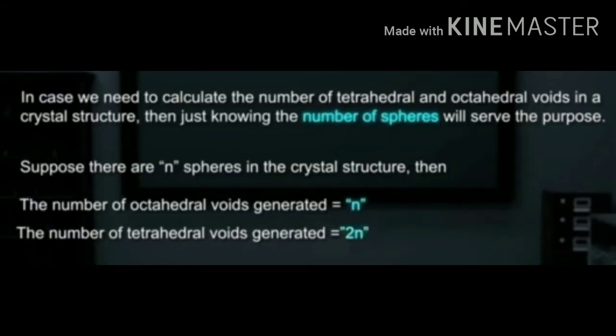The number of these 2 types of voids depends upon the number of close packed spheres. Let the number of close-packed spheres be n, then the number of octahedral voids generated is n, and the number of tetrahedral voids generated is 2n. That is, the number of octahedral voids is equal to the number of spheres, and the number of tetrahedral voids is equal to twice the number of spheres.